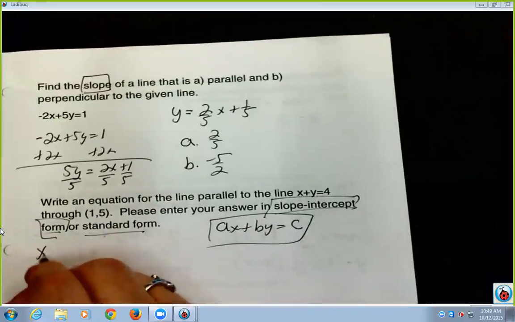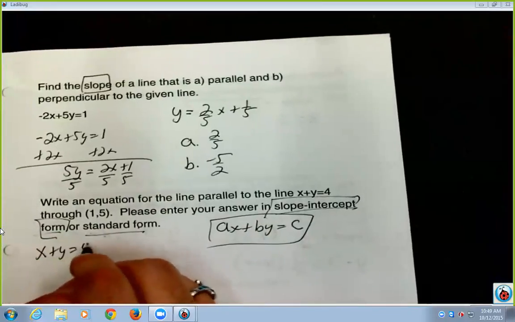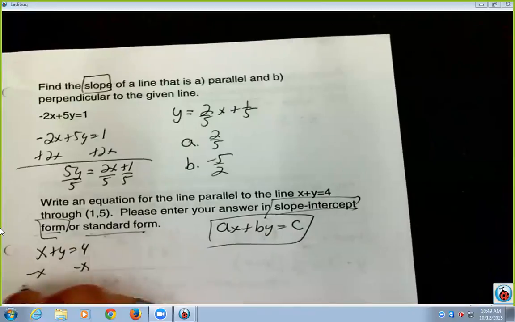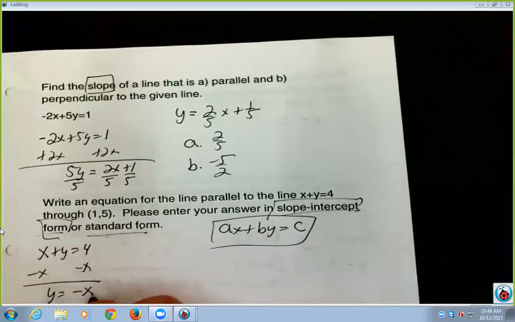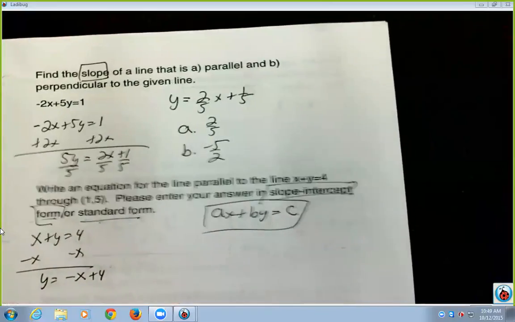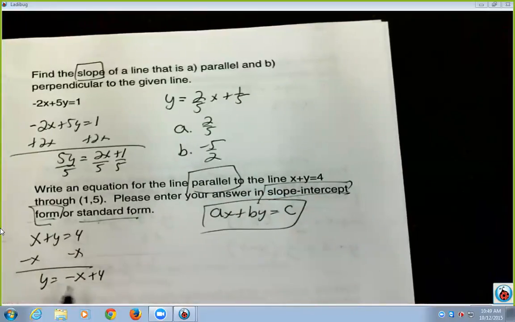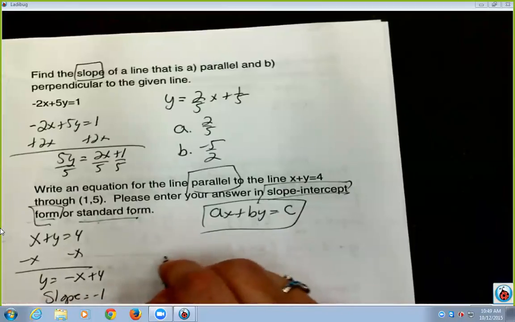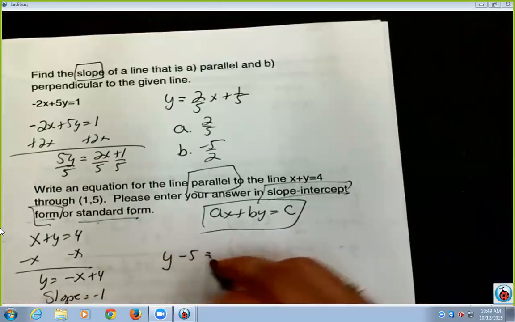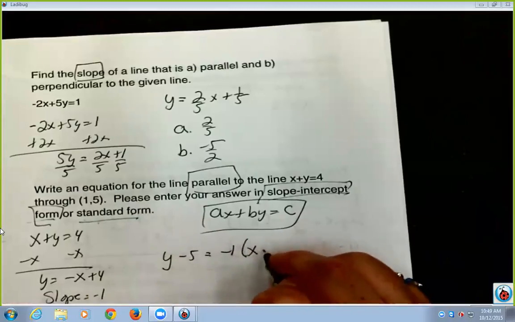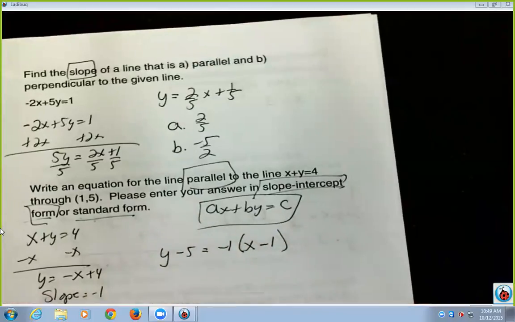So first I have to find my slope. Minus x. So I want a parallel line, so I want the same slope of -1. So y minus 5 is equal to -1 times x minus 1. And similar, same pattern, same kind of combination that we have there. So same stuff.